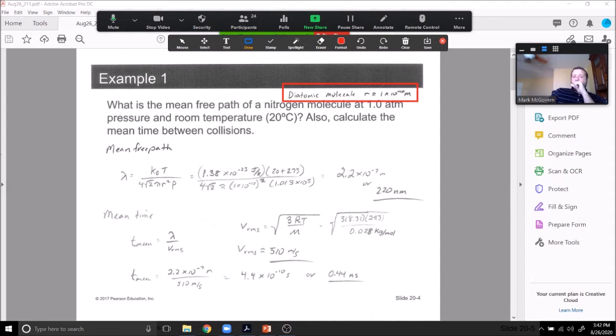Now I also want to find out the mean time between collisions, because it travels that distance, but how quick is that? Well, you take your lambda and divide it by the RMS speed. We already did the RMS speed last class. There are two forms of it, but I'm going with the one that has molar mass, because I know the molar mass for the nitrogen molecule: the square root of 3RT over the molar mass. Nitrogen is a diatomic molecule, and each nitrogen is 14 grams per mole, so we've got 28 grams per mole. Got to put in kilograms. 3 times 8.3, which is the gas law constant, times the temperature of the room.